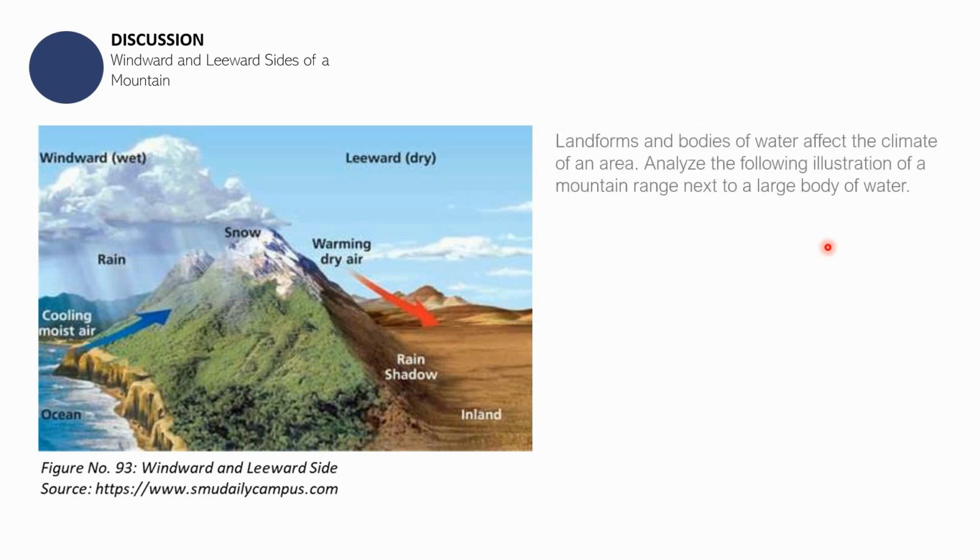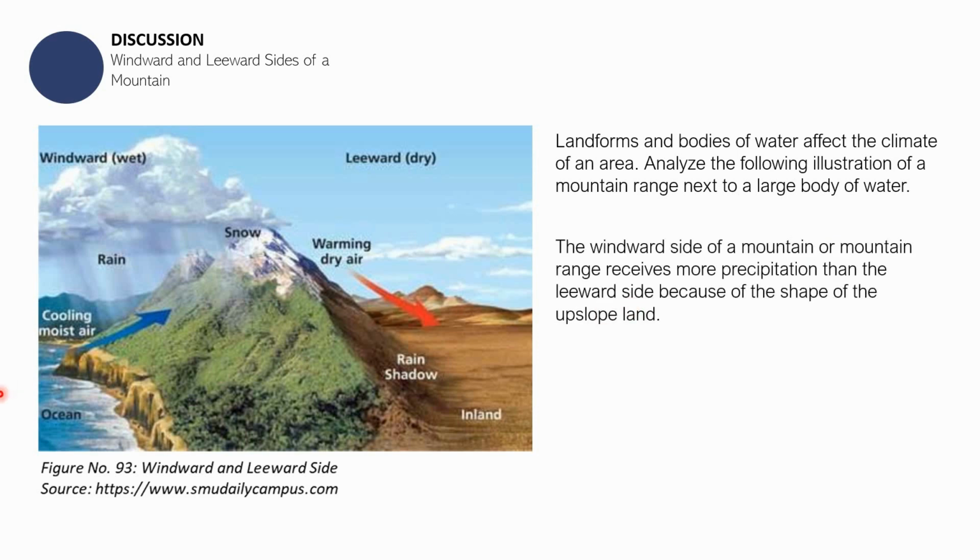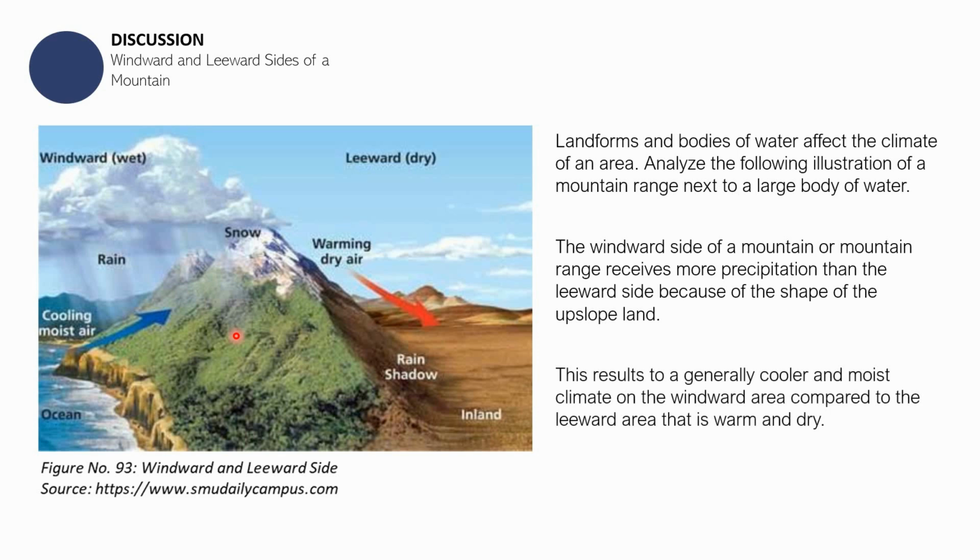Alright, so landforms and bodies of water affect the climate of an area, as it was said a while ago. So itong body of water right here is actually an ocean, and because there is also a landform right here, itong mountain na to, na-alter niya yung magiging klima niya. Yung windward side of the mountain, mas nakaka-receive siya ng mas maraming precipitation, kaya mas nagkakaroon siya ng vegetation. And this results to a generally cooler and moist climate on this side. And then on the other side, it's usually warm and dry.